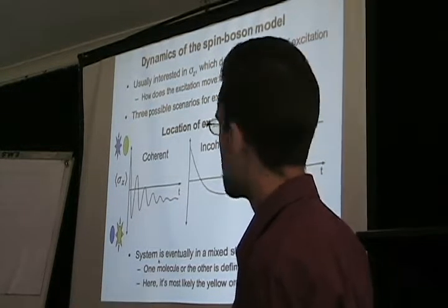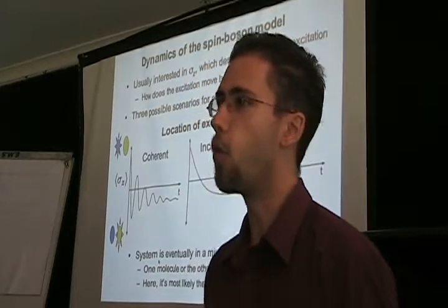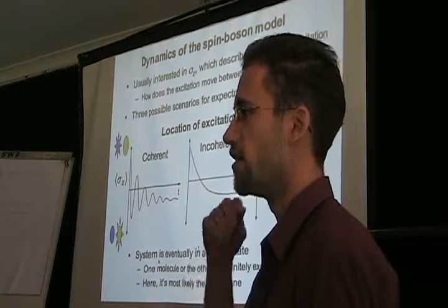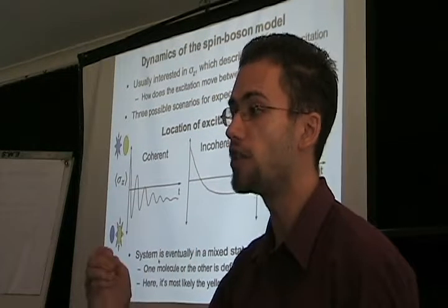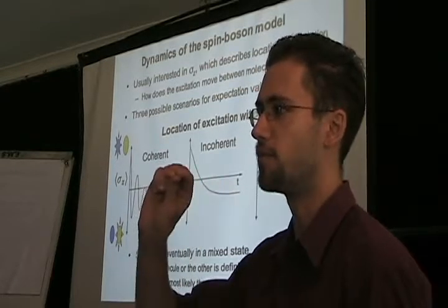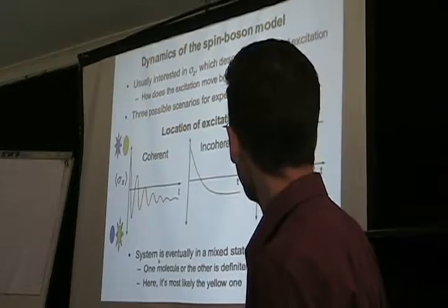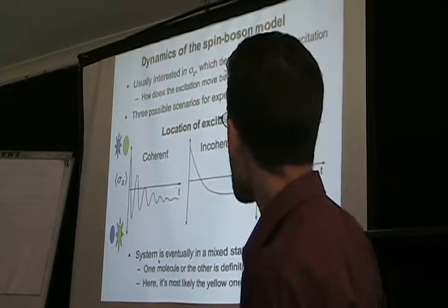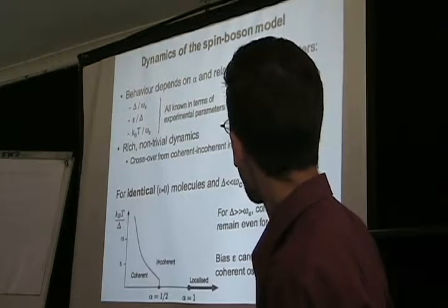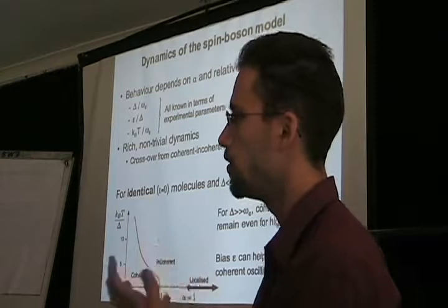So this is basically like a watched pot effect, or the quantum Zeno effect, where if the environment is interacting strongly enough, you can actually trap something in a state. So which behavior you actually see is going to depend on all these different parameters.